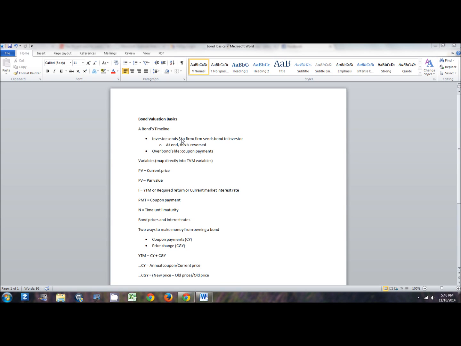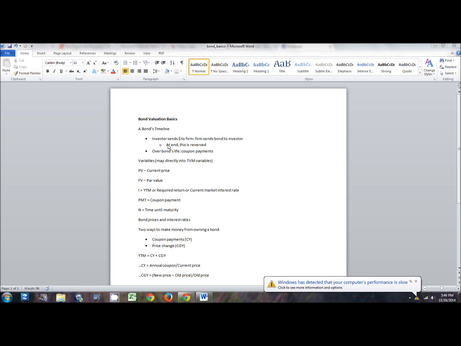The bond matures, it essentially expires, and assuming the company is still financially solvent, they will return that original investment back to the investor. Now, if those were the only two components of a bond, nobody would buy a bond because you would just be sending the company $100 and then you'd get your $100 back in 5 years. That doesn't make any sense. Nobody's going to do that.